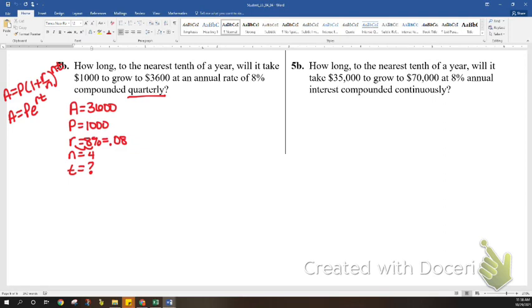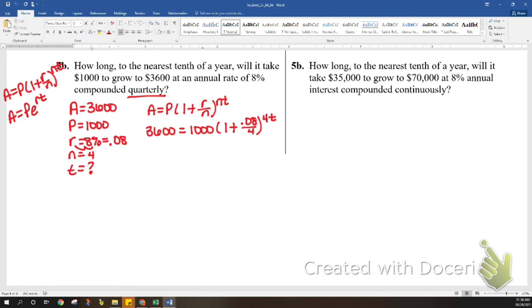All right, so we're going to plug it into our equation. I'm going to write out the equation here. So A equals P times (1 plus r over n) raised to the nt. So our A is 3,600. Our P is 1,000 times (1 plus r, 0.08, divided by 4) raised to the 4 times t.